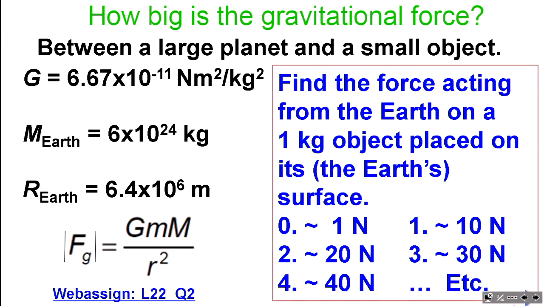So you should draw a picture of the Earth, which looks like this. And there is a tiny object right on its surface. And the question is, how strong is the force of gravitational attraction? First of all, does the Earth attract this little object? Of course, we know. Does this little object attract the Earth? What do you think?